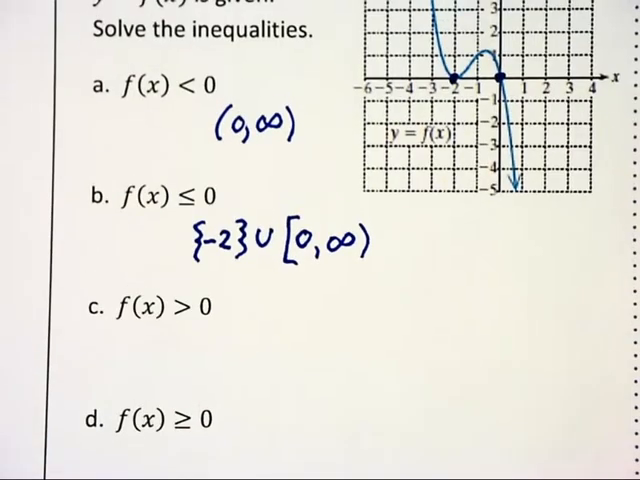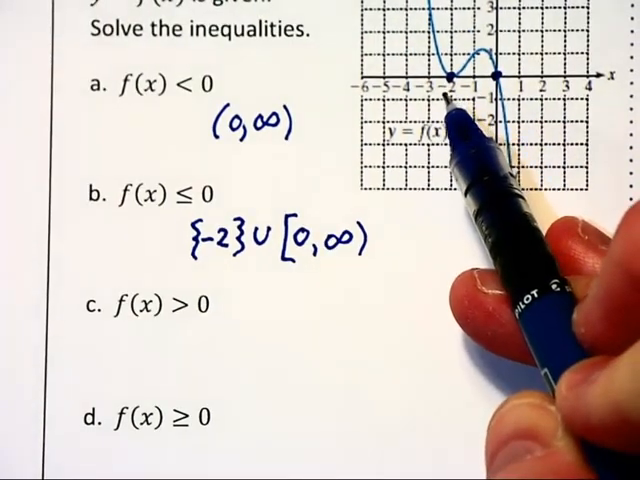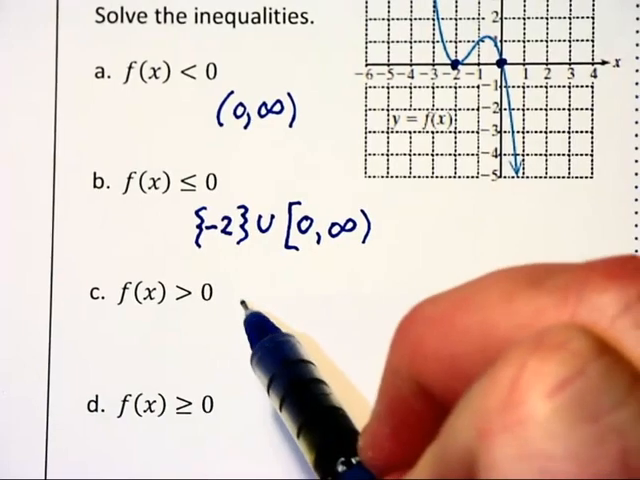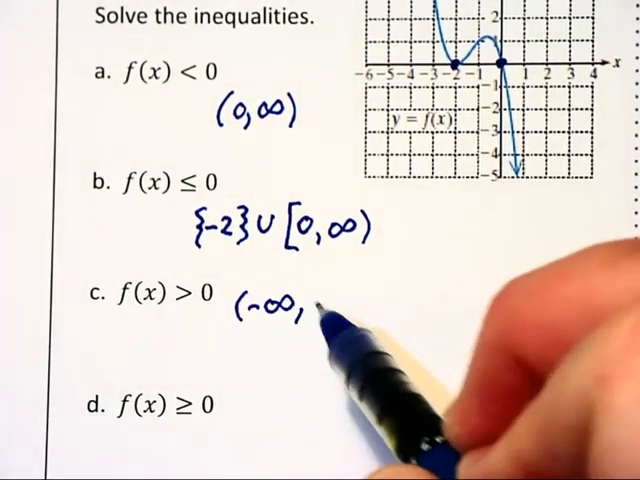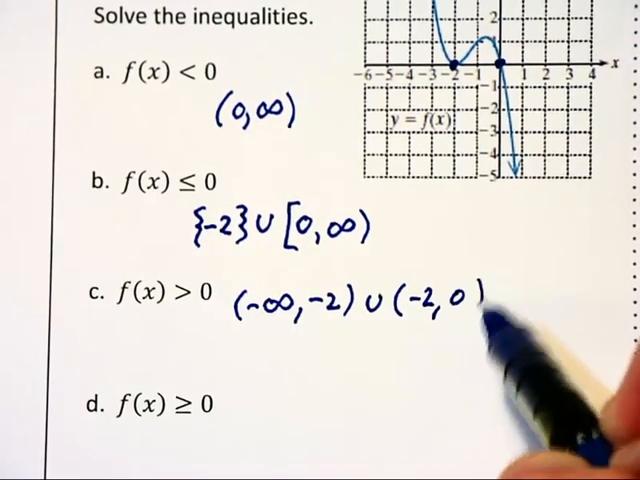Where is it above 0? Well, it's everything to the left of 0 except at -2 itself. So from -infinity up to -2, union the interval from -2 to 0.